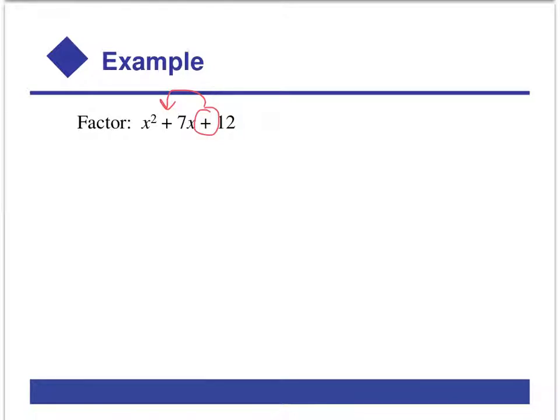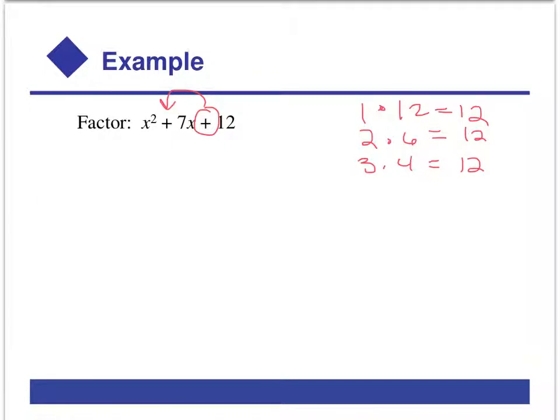positive 7. So the first thing I do is I go over here and I'm going to write 1 times 12. So I'm writing the factors of 12. 2 times 6 gives me 12. 3 times 4 gives me 12. And so I'm going to stop right there because we said they would be positive. That's all the factors of 12.